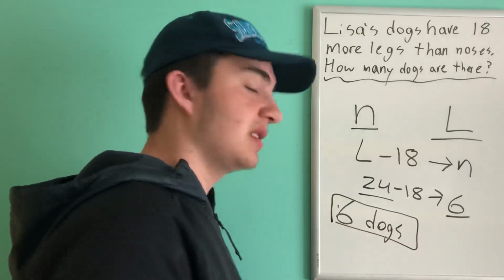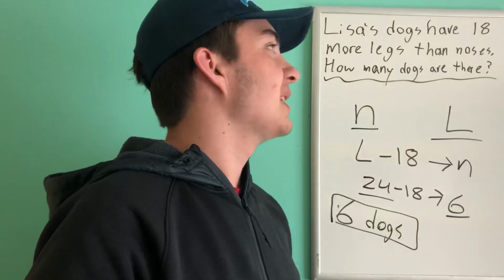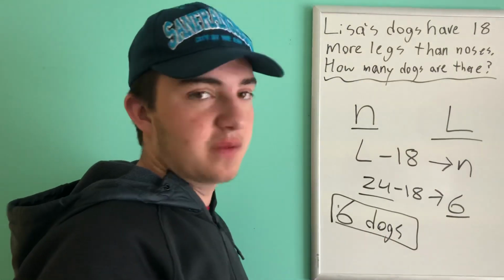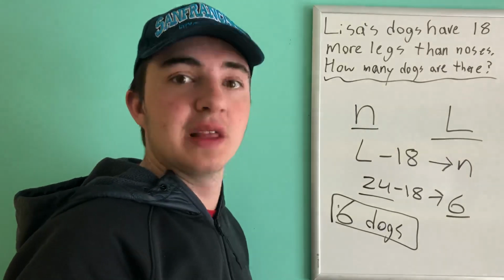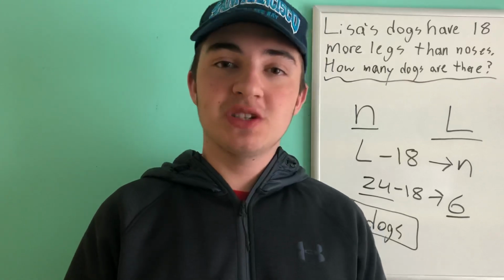That's the answer. Now, we could look at it another way, right? If it has 18 more legs than noses, let's add. So 6 plus 18 is 24. 6 dogs have 24 legs. There we go. That's the answer, guys. 6 dogs.